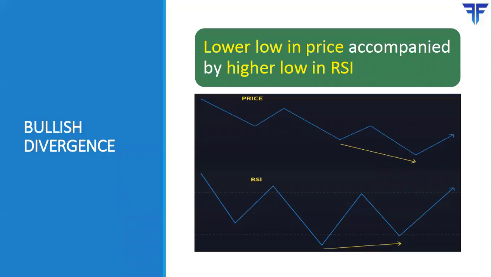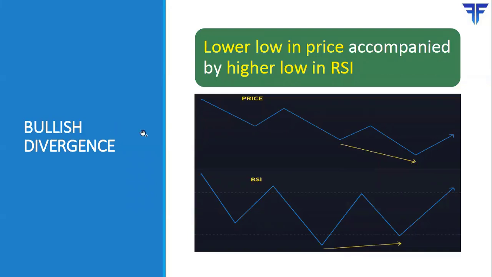Divergences can be applied on a lot of technical indicators, but it is RSI where divergences tend to work out very well. So let us start talking about what a bullish divergence is. A bullish divergence forms after a decline in the price of a security. So it typically tends to form near the end of a downtrend.